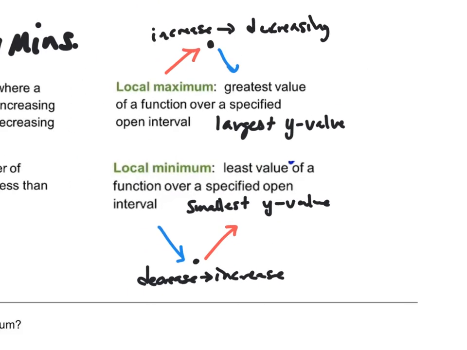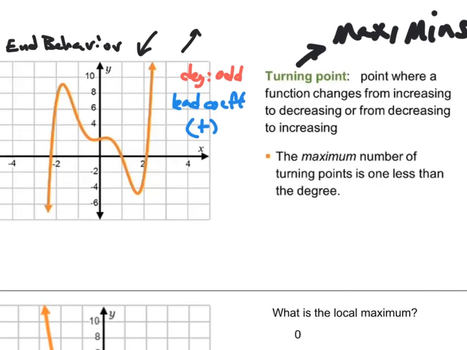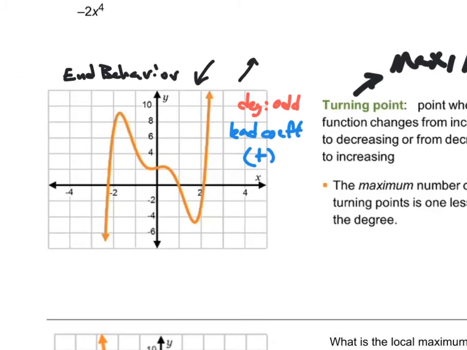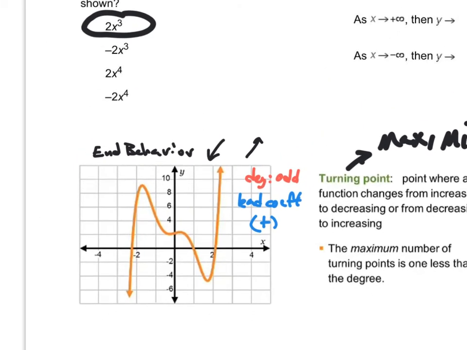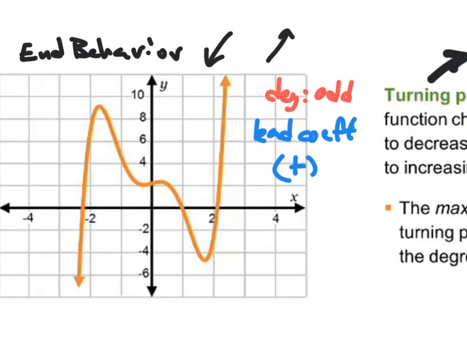All right, and as a result, what we know is that the maximum number of turning points is one less than the degree. So what we said here is that this degree was odd. And if we take a look at this 2x cubed, notice that we go from increasing to decreasing. And then all of a sudden here, our graph actually does increase a little bit, and then we continue to decrease again, and then we change back to increasing.